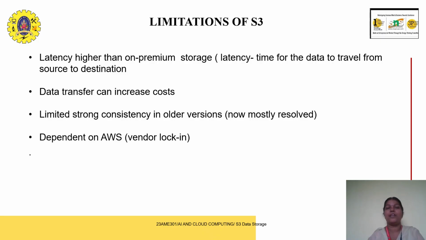Limitations of S3. The latency will be higher than on-premises storage. Latency is nothing but the time taken for traveling from source to destination. The data transfer can increase the cost here. It had limited strong consistency in older versions, and it is dependent on AWS, so there is vendor lock-in.